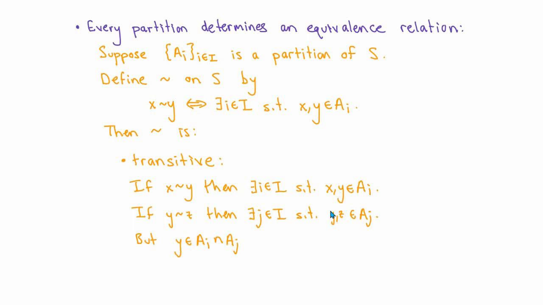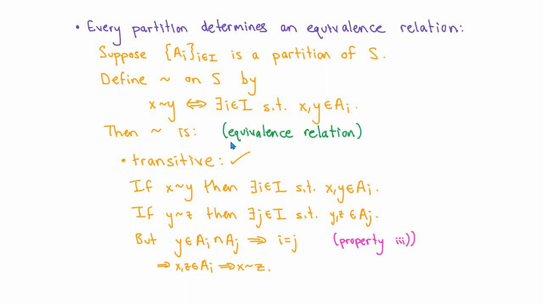But now notice that y is an element of both of the sets A_i and A_j. Since we're working with a partition here, by property number 3 in the definition of partition, that forces i to be equal to j. But if i is actually equal to j, then x and z are both elements of the set A_i, which means that x is related to z. And that establishes the transitivity of this relation, therefore finishing the proof that it is in fact an equivalence relation. So this is what we mean when we say that every partition of a set determines an equivalence relation on the set.